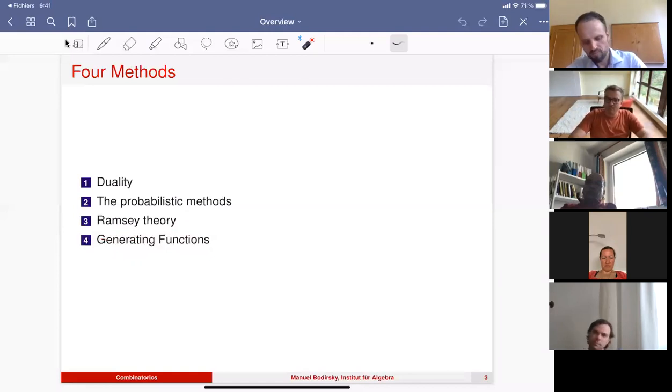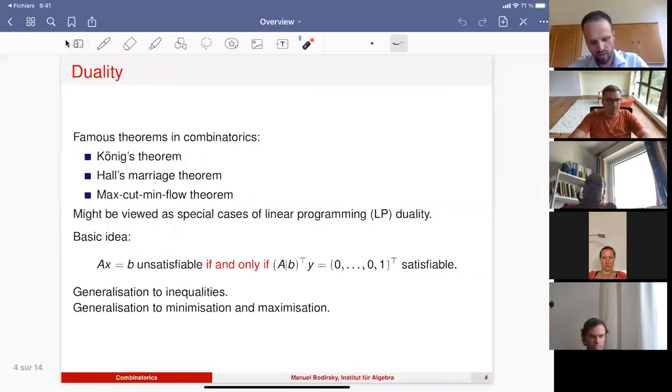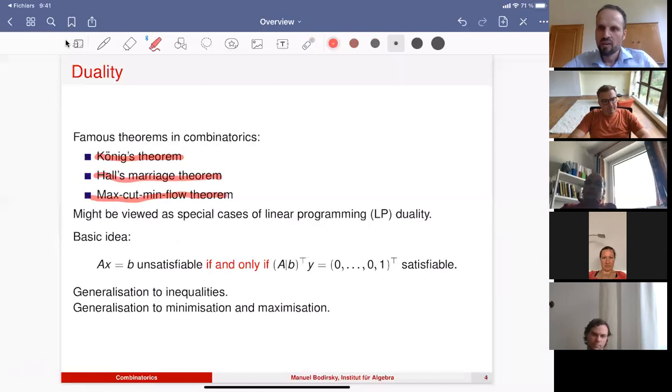All right. Okay, so let's go over these four. Duality, I have already mentioned. We have Koenig's theorem, Hall's marriage theorem, the max-flow min-cut theorem. These are very beautiful, nice things to teach. In the course, I will first teach those, and then I will explain how to view them as special cases of linear programming duality.